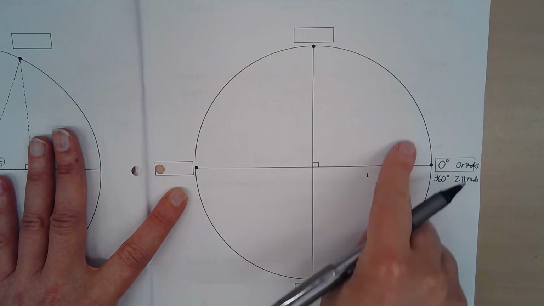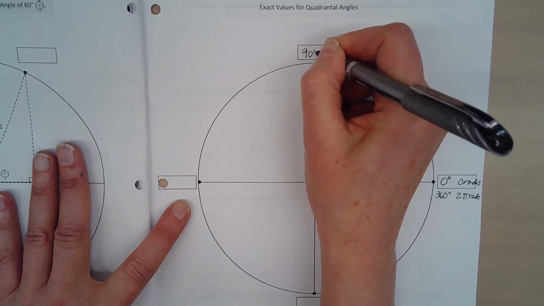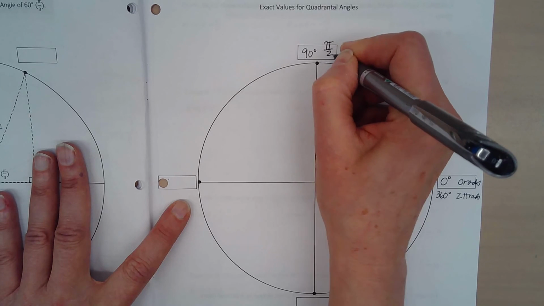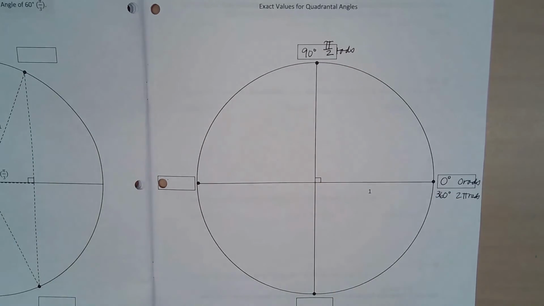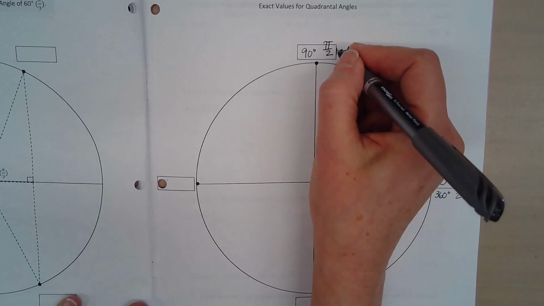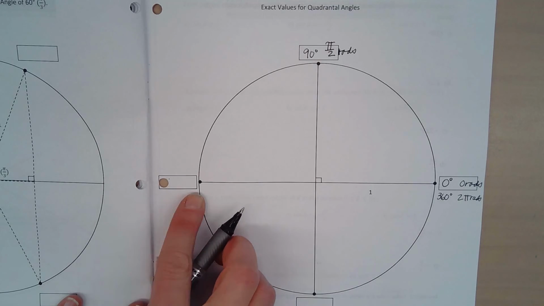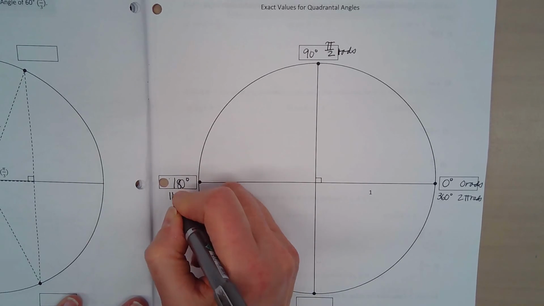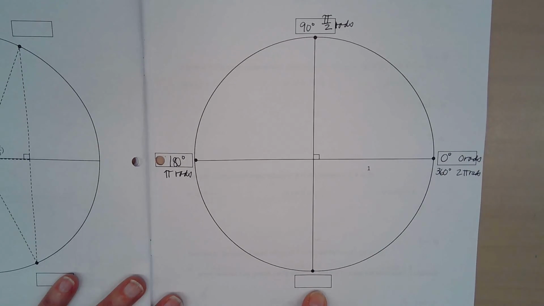How many degrees is this? 90. How about in radians? Pi divided by 2. I normally don't write the rads, but this time I'm going to write it just to keep it all fresh. And what about this? How many degrees is this? Halfway around the circle. 180 degrees or pi radians. And what about this for degree measure? Do you remember what this is?